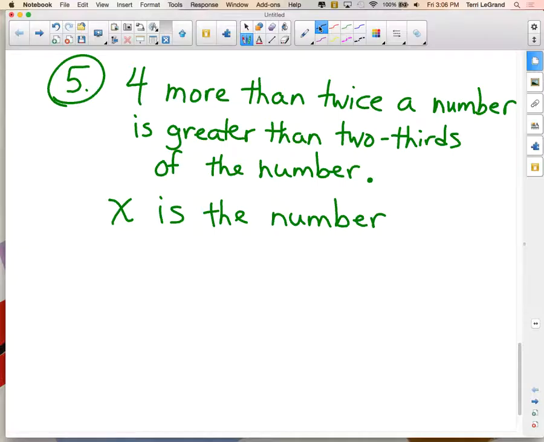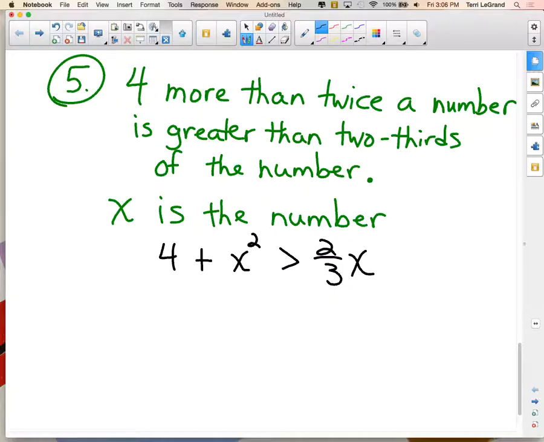Okay, what is it? I did 4 plus x squared, so like this. Okay, is greater than, so the symbol is greater than, 2/3 x. Okay, so let's go through this and see where these parts came from.